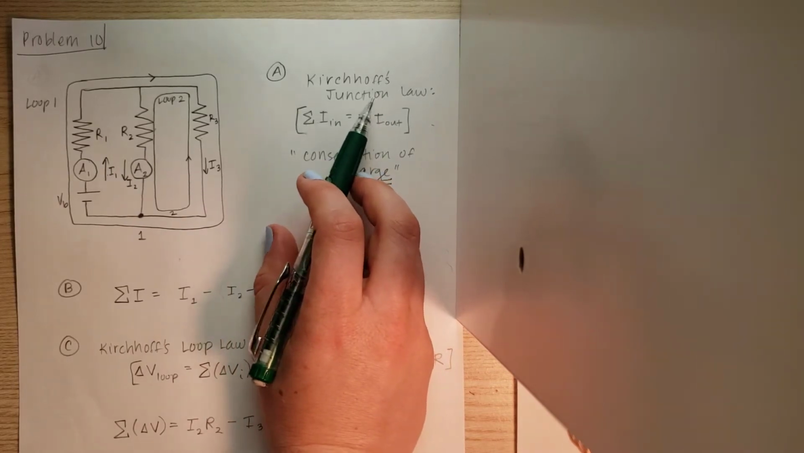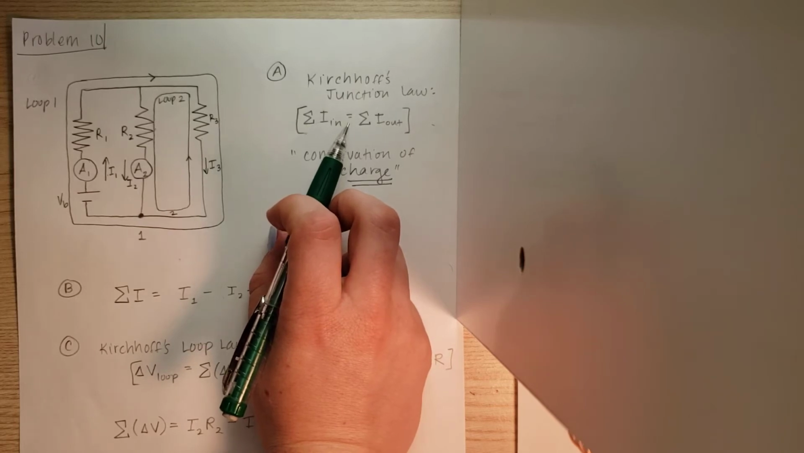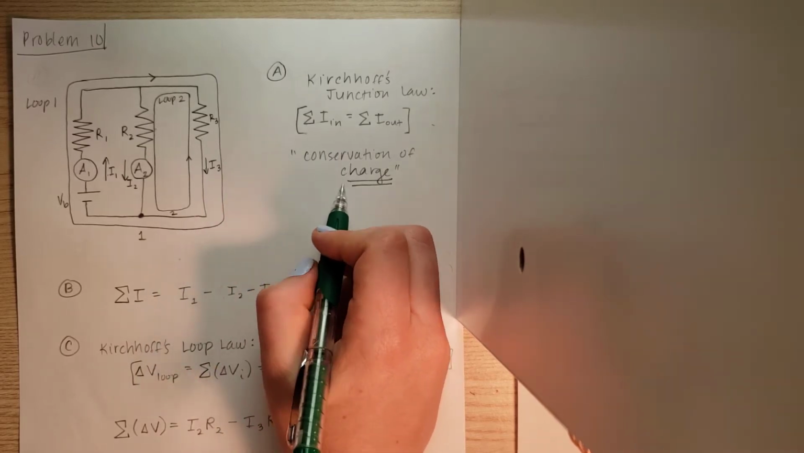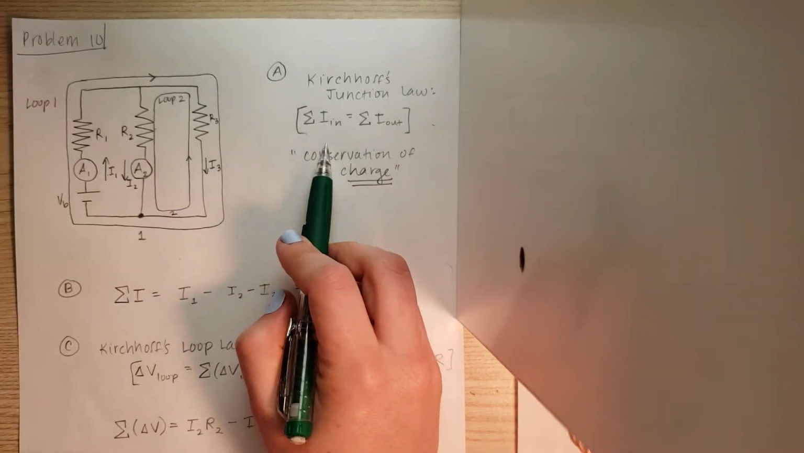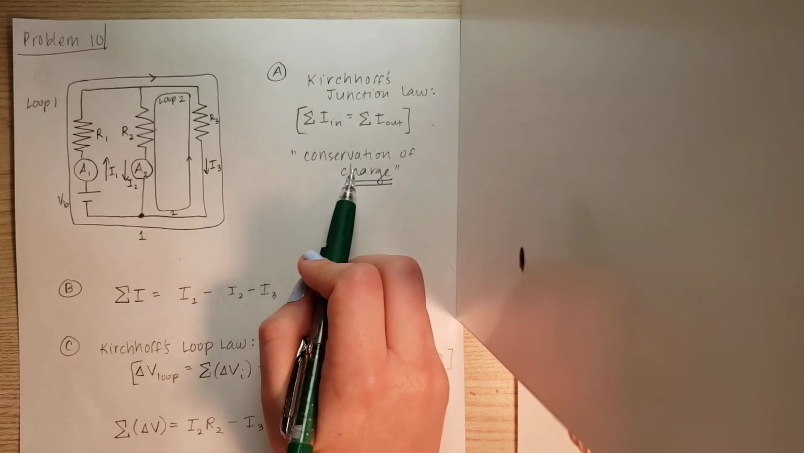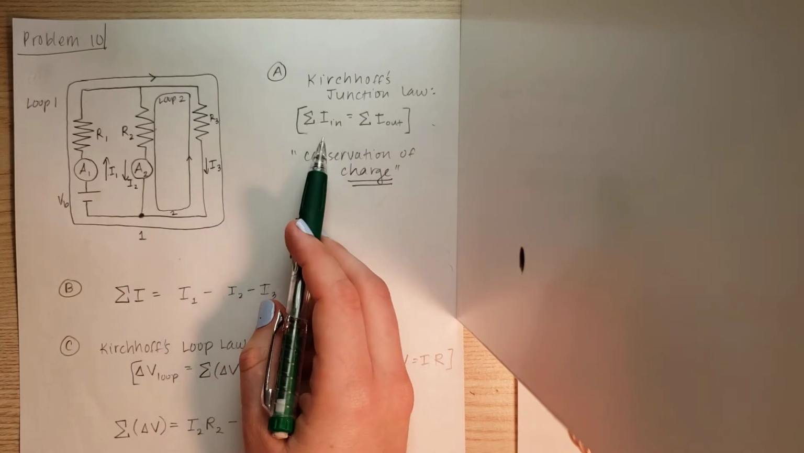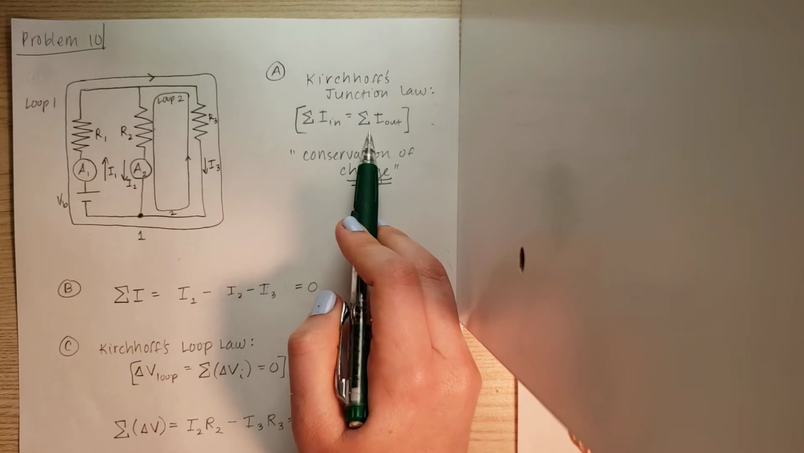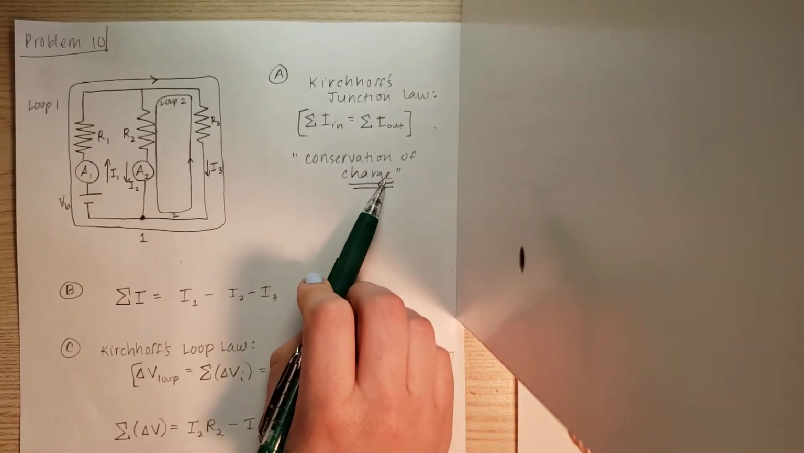And for part A, they want us to describe the conservation of which quantity the junction rule describes. That's a weird way to say that. But the junction rule basically is the conservation of charge, because it just says that the current that's coming into the circuit is going to equal the current that's coming out of the circuit. So for part A, it is talking about the conservation of charge for the junction rule.